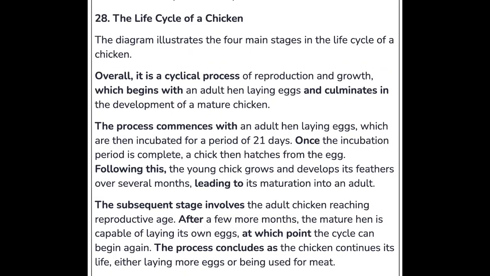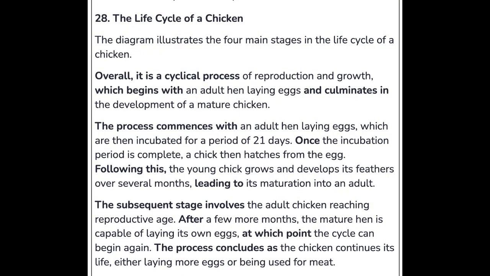28. The life cycle of a chicken. The diagram illustrates the 4 main stages in the life cycle of a chicken. Overall, it is a cyclical process of reproduction and growth, which begins with an adult hen laying eggs and culminates in the development of a mature chicken.